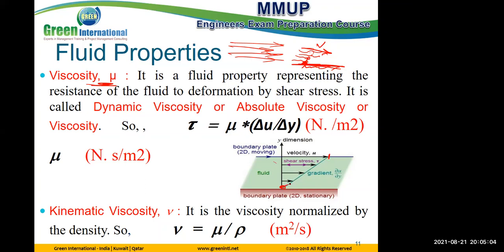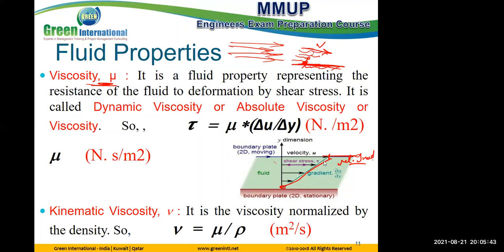So we have something called the velocity gradient. You see this distribution is called the velocity gradient. This distribution is called the velocity gradient.